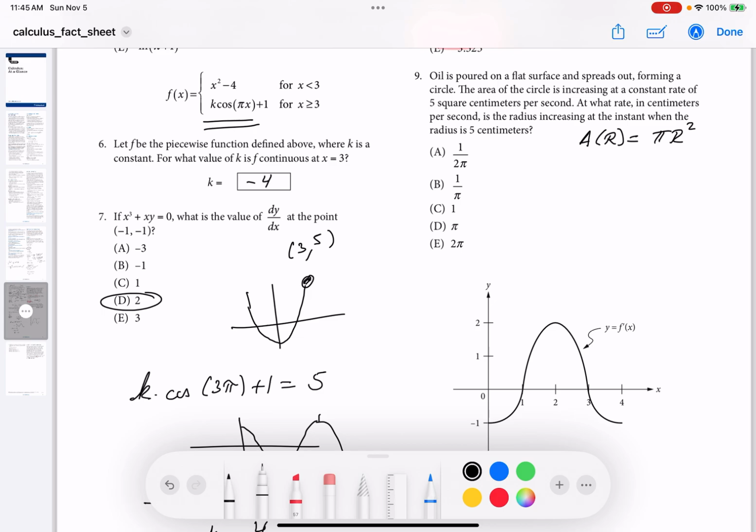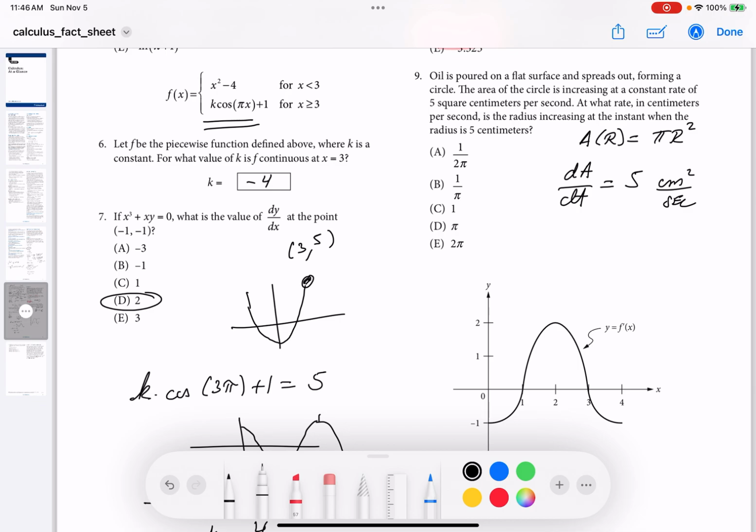So oil is poured on a flat surface. It spreads out, forming a circle. The area of the circle is increasing at a constant rate of 5 square centimeters per second. So really what they're telling me is dA/dt is 5. Now if you want to write down centimeters squared per second, you can. All right, so I'm looking at this over here. I don't know what the question is.